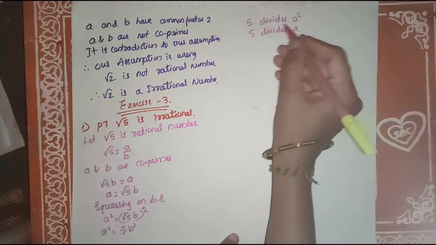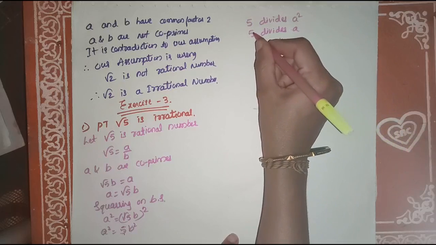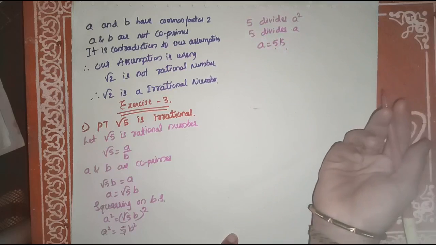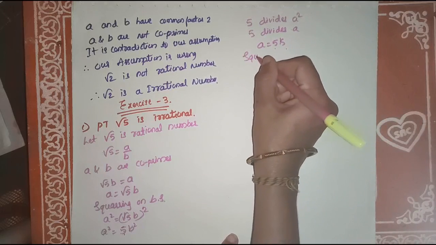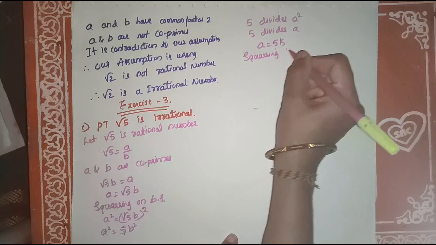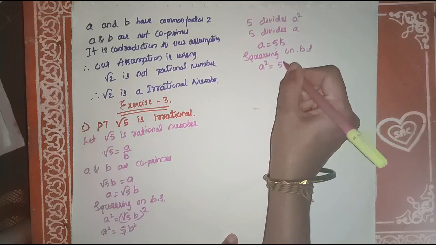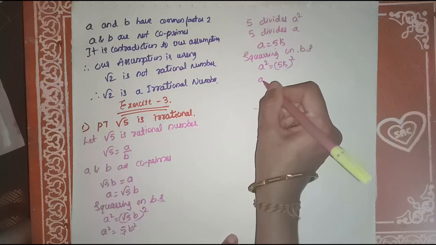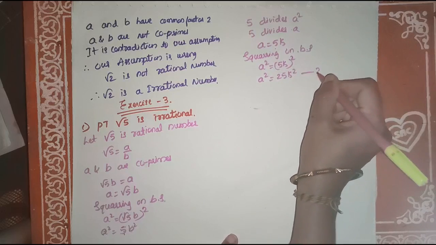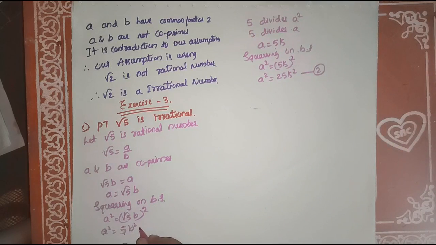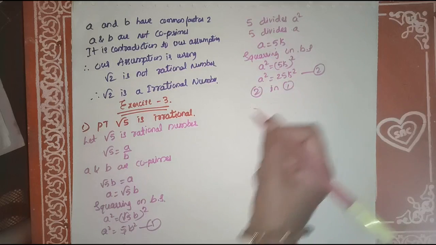So it means a can be written as 5 times any number, because it is divided by 5 means 5 times any number. Then squaring on both sides, we have a is equal to (5k) whole square. A square is equal to 5 square is 25k square. So I call this equation number 2. I call this equation number 1. Substitute 2 in 1.